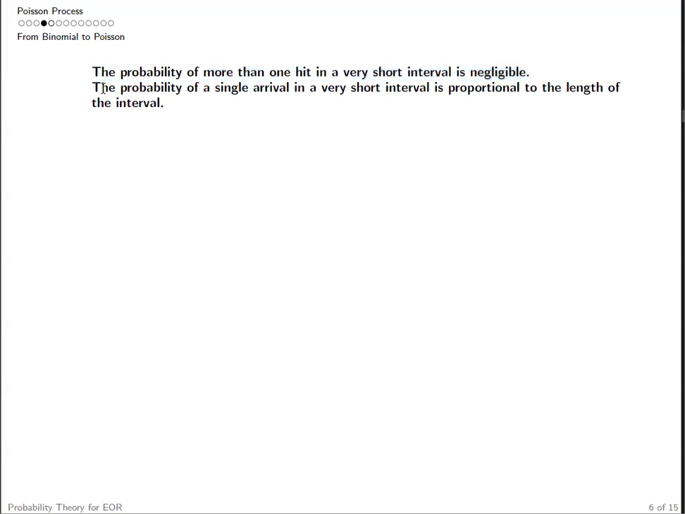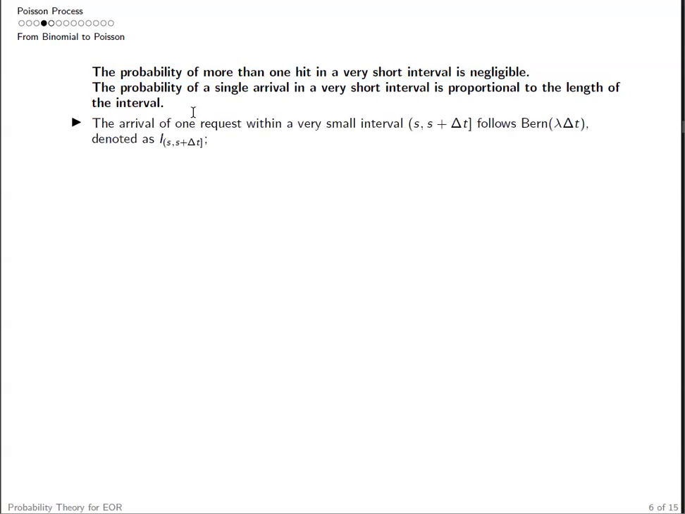The second one specifies the success rate. We have a Bernoulli distribution, right? So this is how we model the arrival of one request within a very short interval, s plus delta t. It's a half-open, half-closed interval. I will explain later why I use this half-open, half-closed interval.